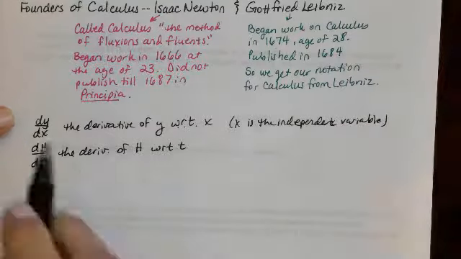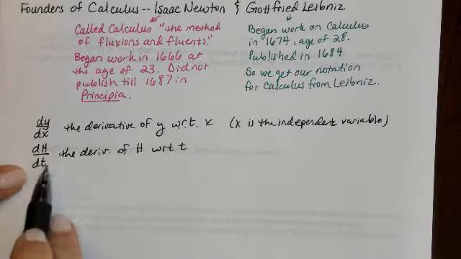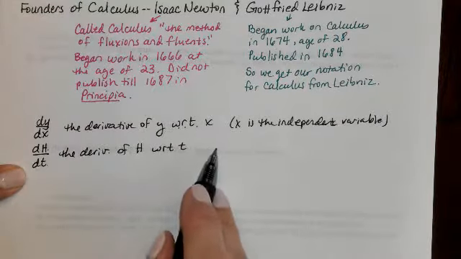This is telling me that y is a function of x. h is a function of t. t is the independent variable.